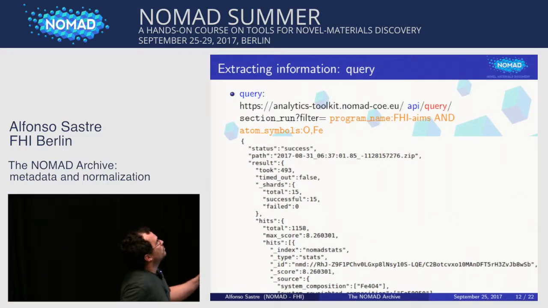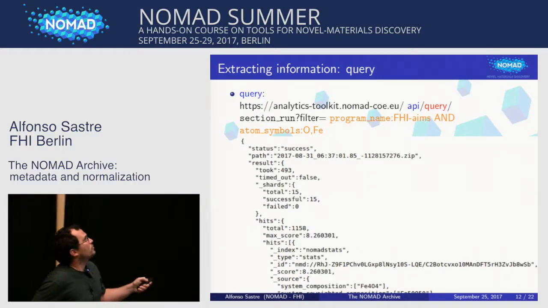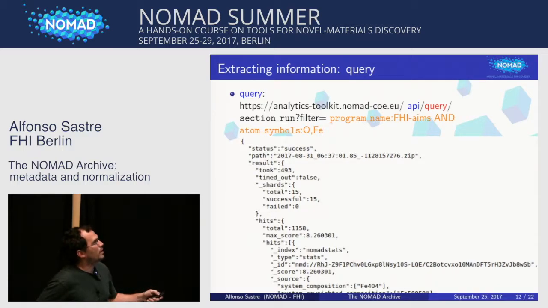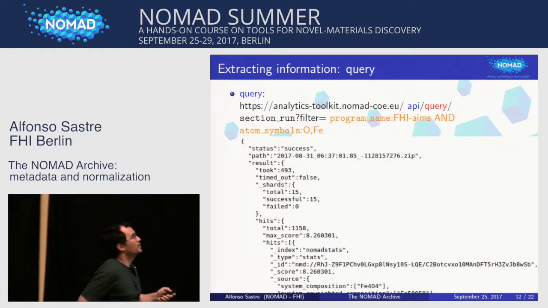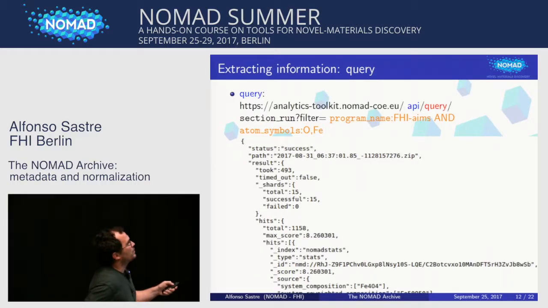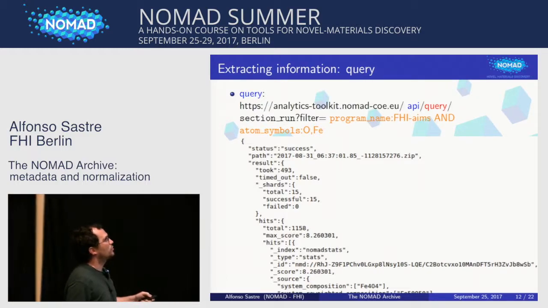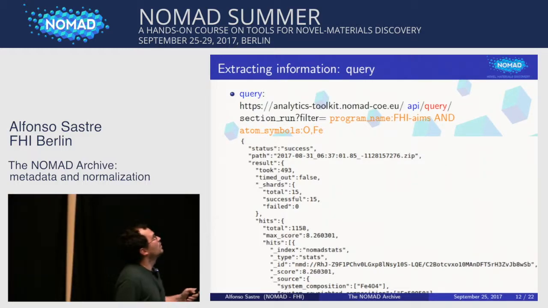Essentially, you are going to get a file name, which you can use later to download the whole query. You can also see a small sample of what we found. This is our ID. With this strange string, you can identify the calculation in NOMAD. And you also have some properties about the calculation, like the system composition and so on.